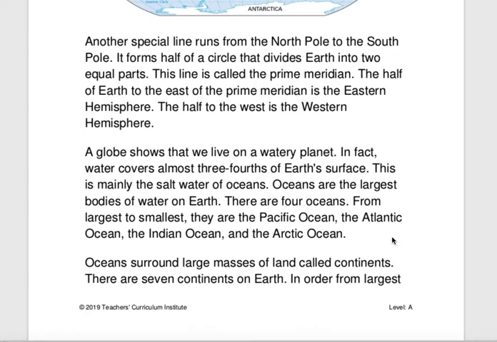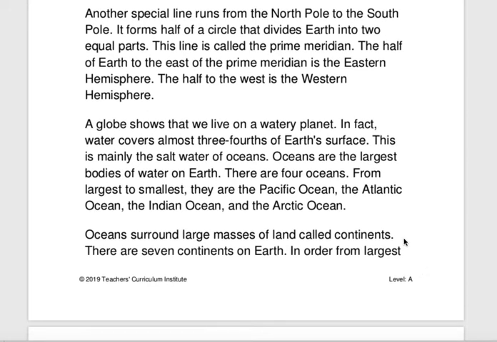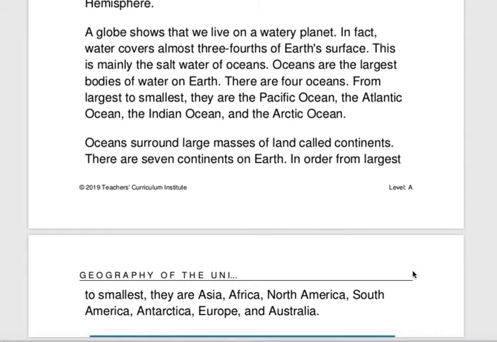A globe shows that we live on a watery planet. In fact, water covers almost 3/4 of Earth's surface. This is mainly the salt water of oceans. Oceans are the largest bodies of water on Earth. There are 4 oceans. From largest to smallest, they are the Pacific Ocean, the Atlantic Ocean, the Indian Ocean, and the Arctic Ocean. Oceans surround large masses of land called continents. There are 7 continents on Earth. In order from largest to smallest, they are Asia, Africa, North America, South America, Antarctica, Europe, and Australia.